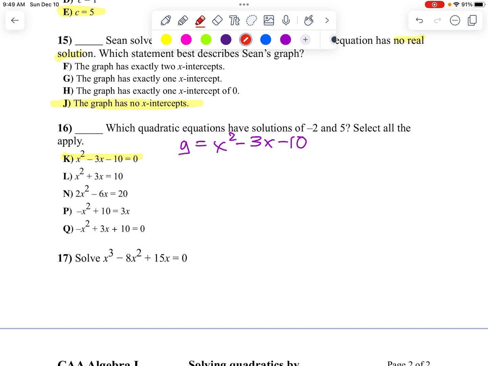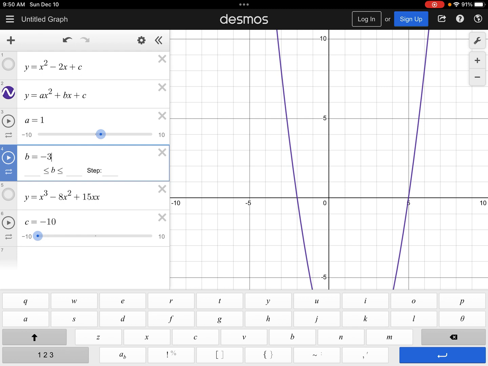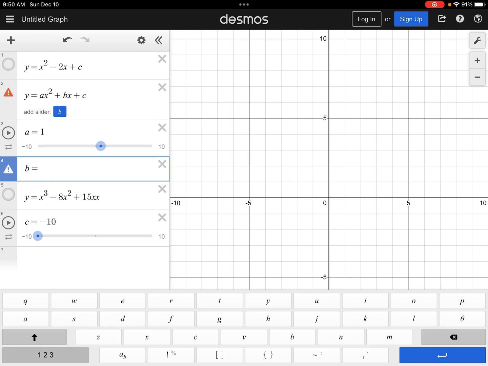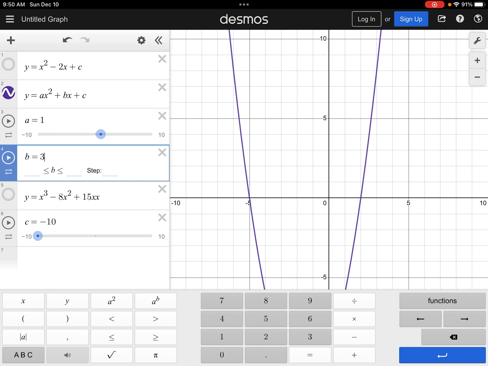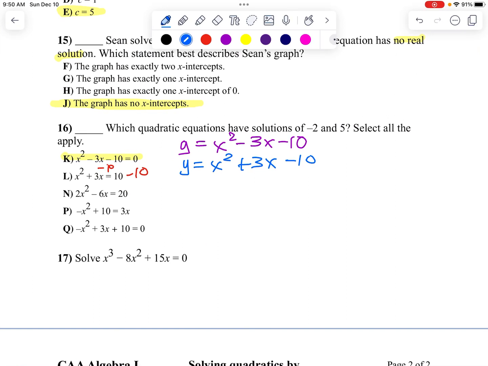Now we have to move the 10 to the other side. So we're going to minus 10 from both sides. And then write our related equations. So y equals x squared plus 3x minus 10. I don't think that's going to give us our same solution, but let's graph it to verify it. So I'm going to change my b to a positive 3. And when I do that, I get negative 5 and 2. That is not what we're looking for. We want negative 2 and 5. So L is not a solution.